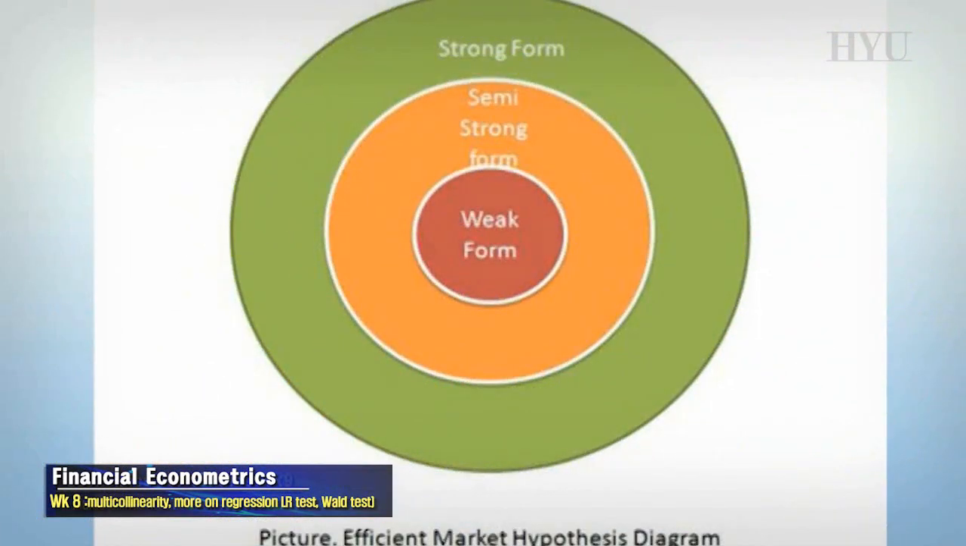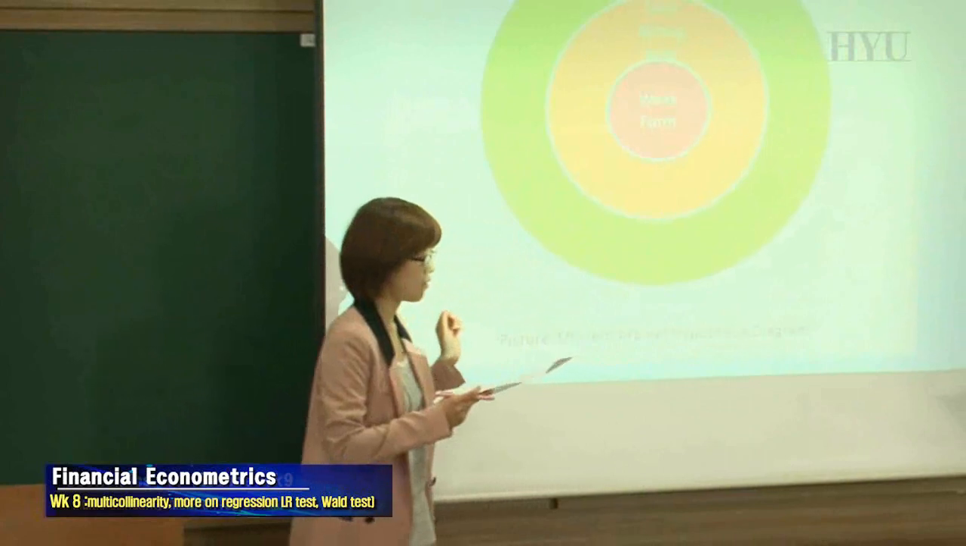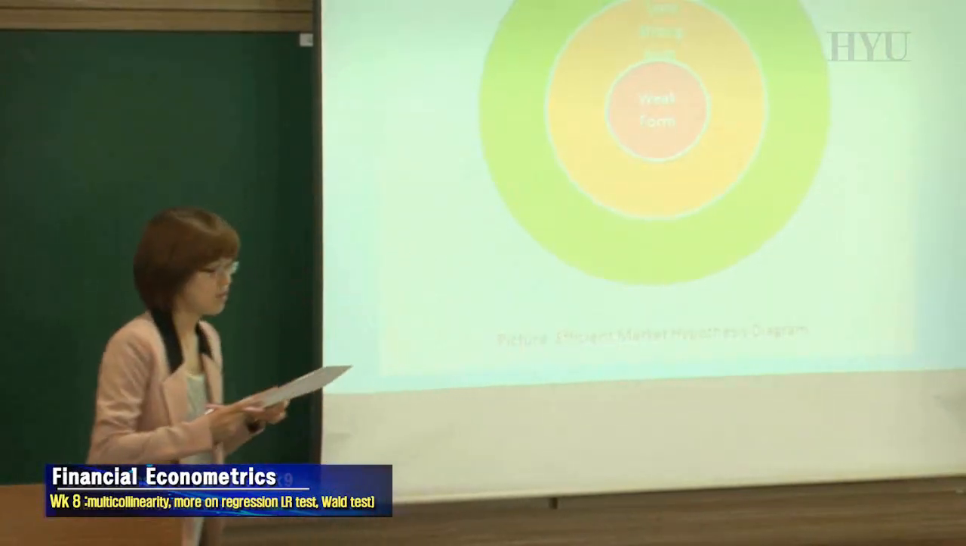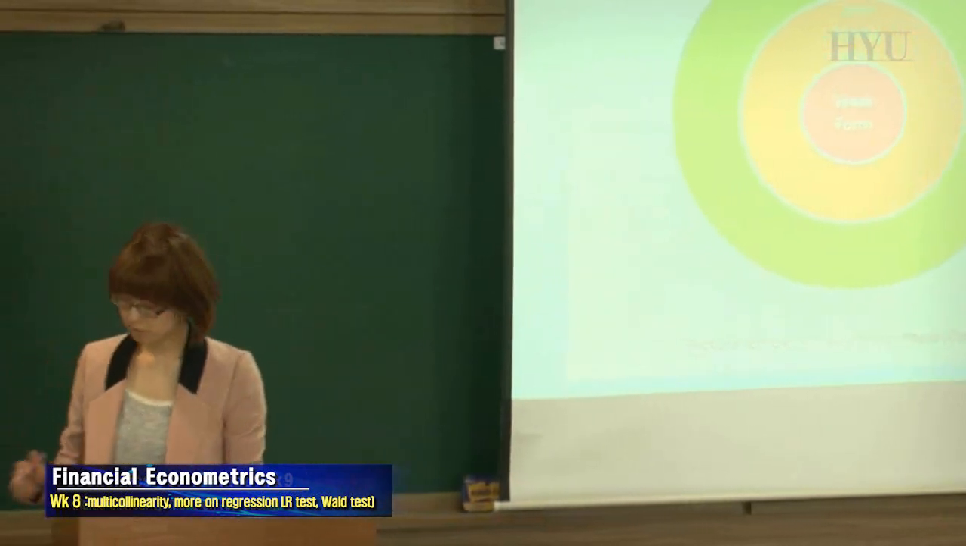This diagram shows the relation among the EMH types. If semi-strong form EMH is valid, then we can also say weak form EMH is valid, but we cannot say that strong form EMH is valid.